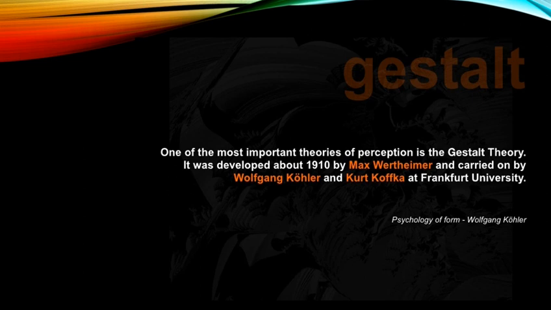Basically, Gestalt theory is a theory of perception which was developed by Max Wertheimer in 1910. Later on, Wolfgang Kohler and Kurt Koffka joined Max Wertheimer at the Frankfurt University, and they formally initiated a new school of thought in psychology named as Gestalt School of Thought. So, Gestalt theory is a theory of perception, that is, how we see the world, how we perceive the things around us.